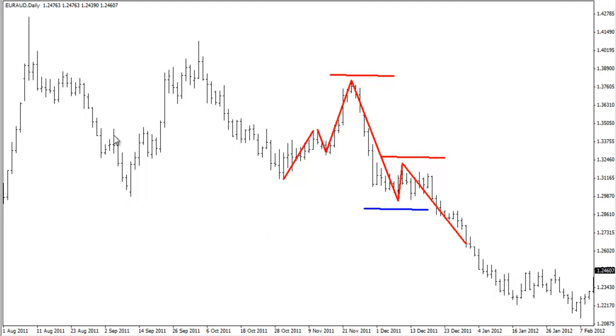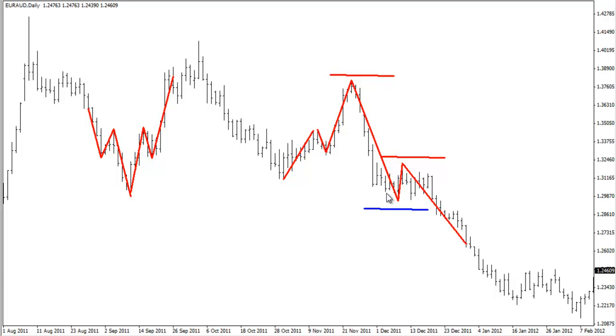Now, what's interesting is that there's another head and shoulders on this chart that we're looking at, but it's an inverse head and shoulders. We can see the move down, the pull back, the move down again. So we see the first shoulder that's been formed. Of course, this is an inverse. We see the head now being formed, and then we see the second shoulder being formed.